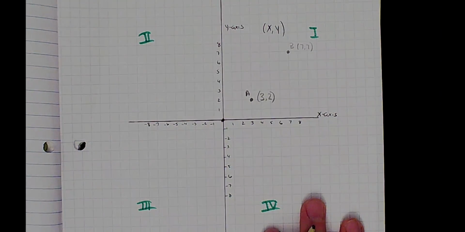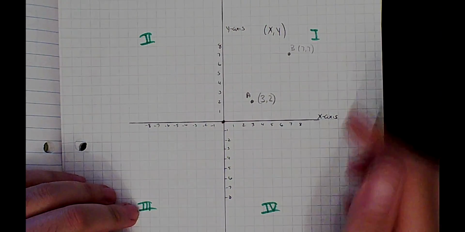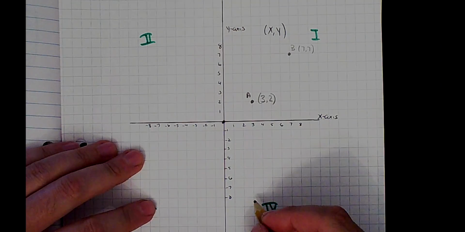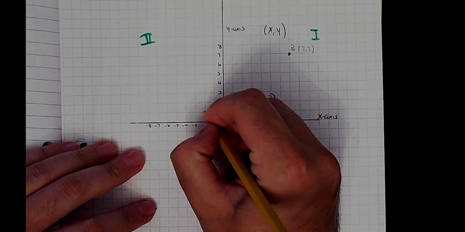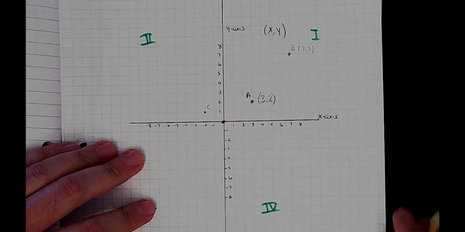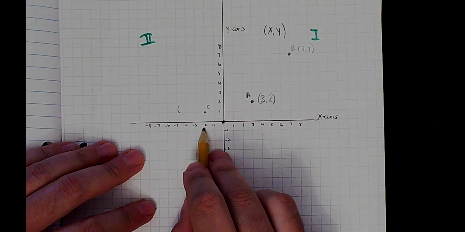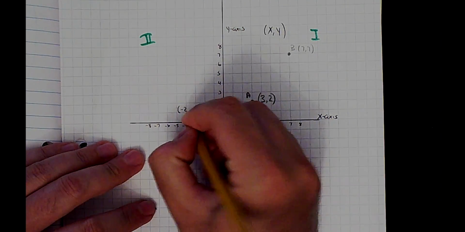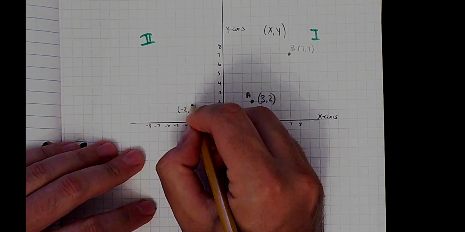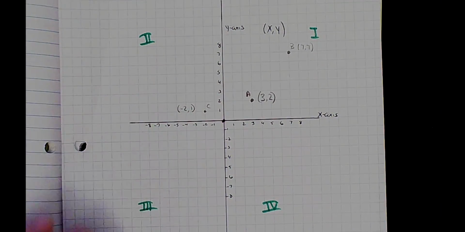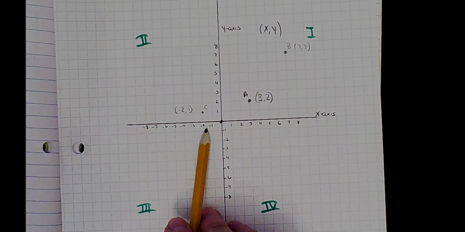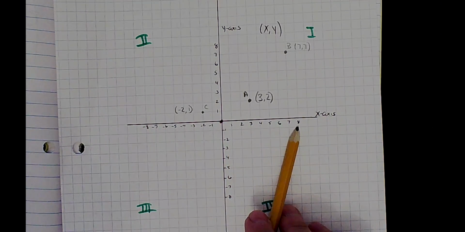So now in grade 7, we do a little bit more. We use the second quadrant. So let's put one over here. Let's put point C over here. X-axis is still first. X-axis is -2. And the y-axis is still 1. It's positive. So as you can see, the numbers, they grow outwards here.